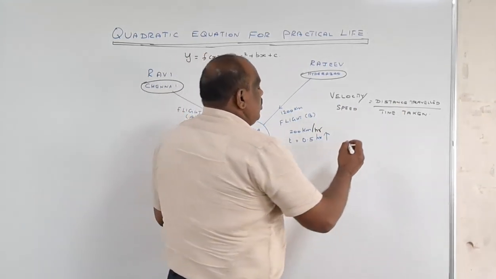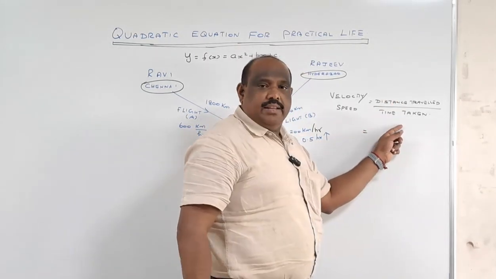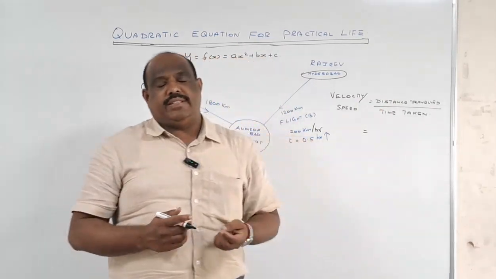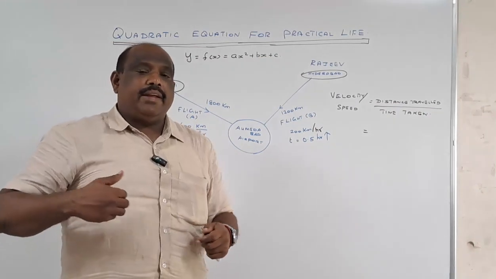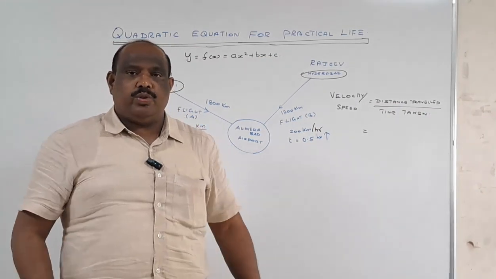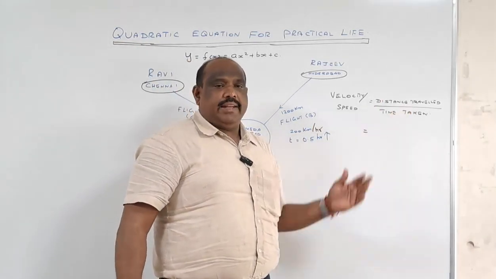For example, if the velocity is more, the time will become lesser. If the velocity is slow, if the speed is less, the time taken will be more. It's very obvious. Even if I run very fast, the time taken will be lesser. If I walk slowly, the time taken will be more. So we know the basic formula: the velocity or speed is given by distance traveled by time taken.